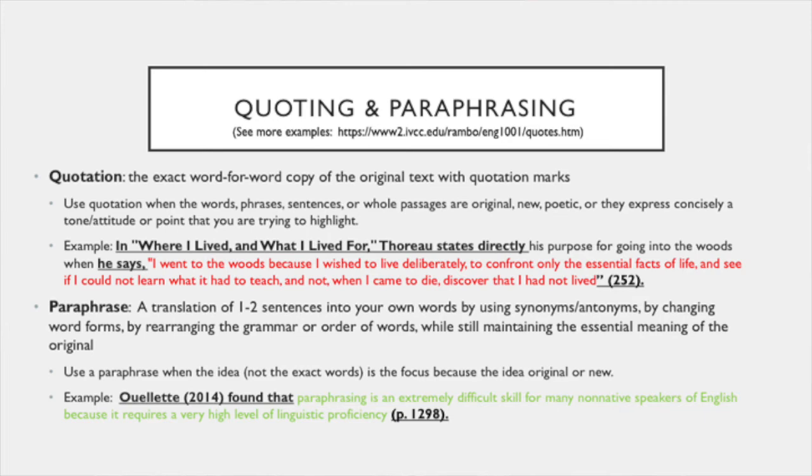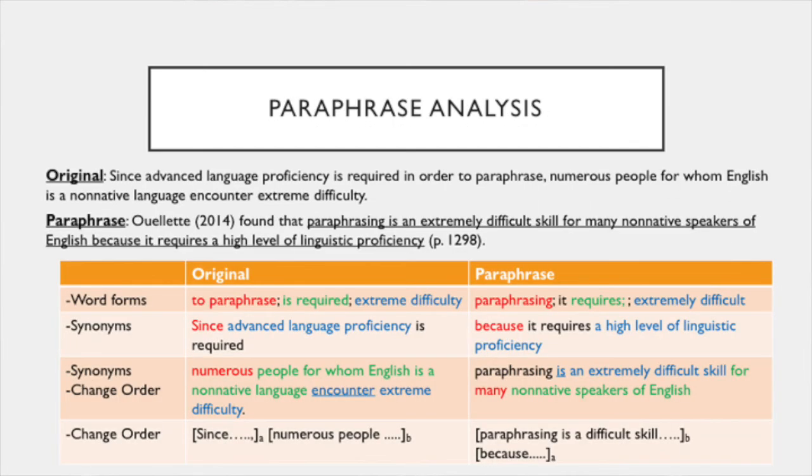important for students. So now let's take a look at a paraphrased sentence and look at what strategies were used if we compare and contrast it with the original sentence from the original author. Here I have a paraphrase analysis, what strategies I used. The original sentence says, since advanced language proficiency is required in order to paraphrase, numerous people for whom English is a non-native language encounter extreme difficulty.